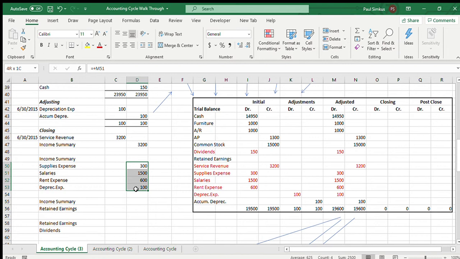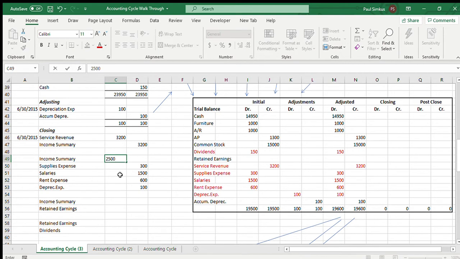Remember our net income was $700? So my income summary has a credit going in of 3,200 and a debit going in of 2,500. So income summary is sitting there with 700. Okay. To zero that out, put a 700 debit and put a 700 credit in retained earnings. That zeroes out income summary, which is why you never see it in a trial balance. And you're basically moving it over to retained earnings.